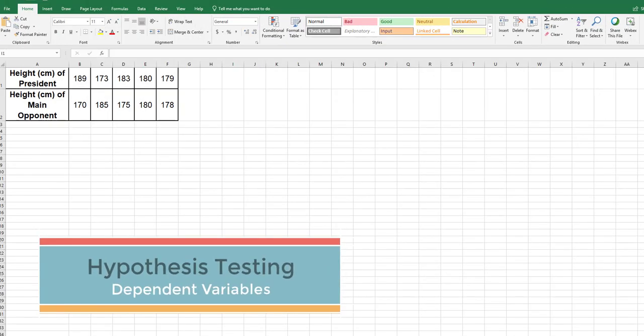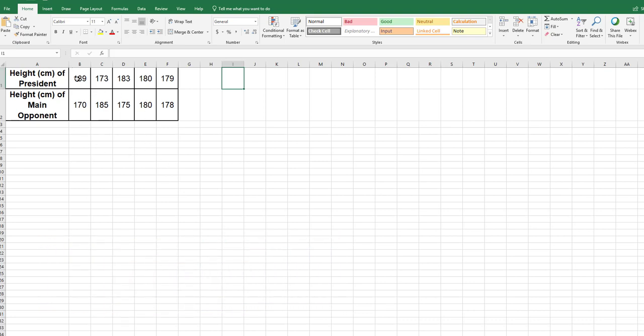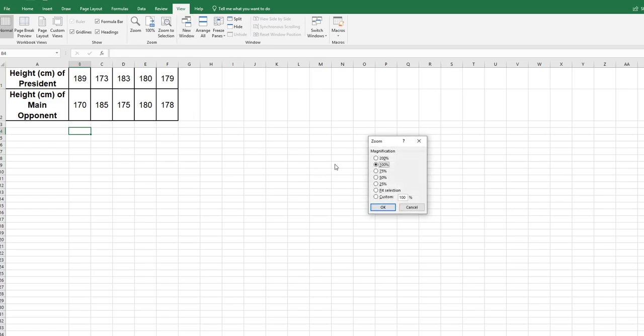Okay, here was the example that I did in live chat, where I wanted to see if there was actually a difference, that presidents tend to be taller than their main opponents. And you could actually find that, and in fact, you're going to have to do it on your homework. Let me, for your blind teacher, zoom this in.